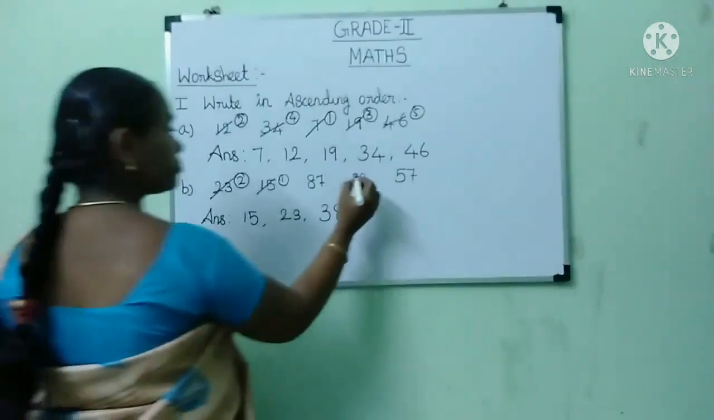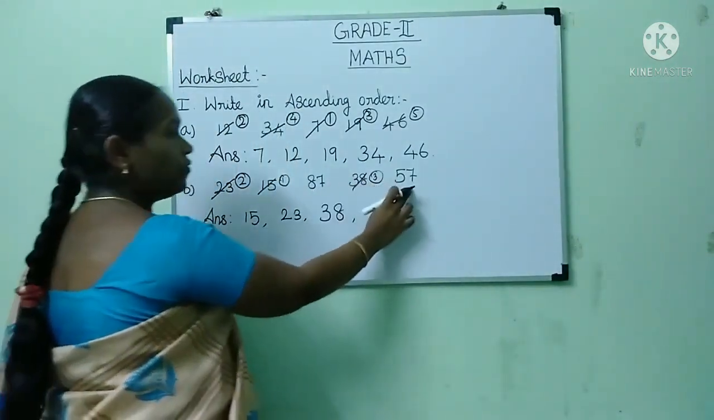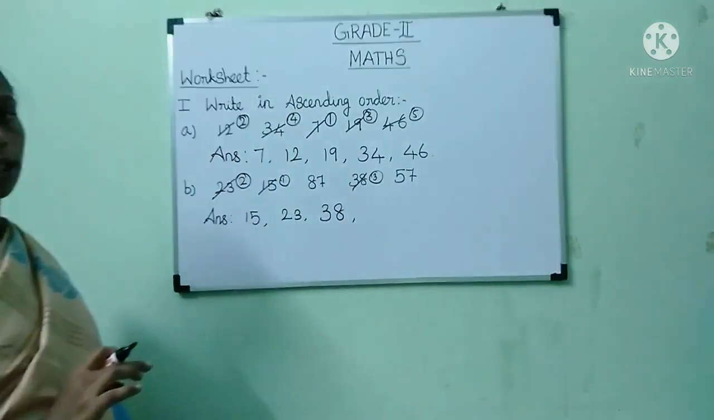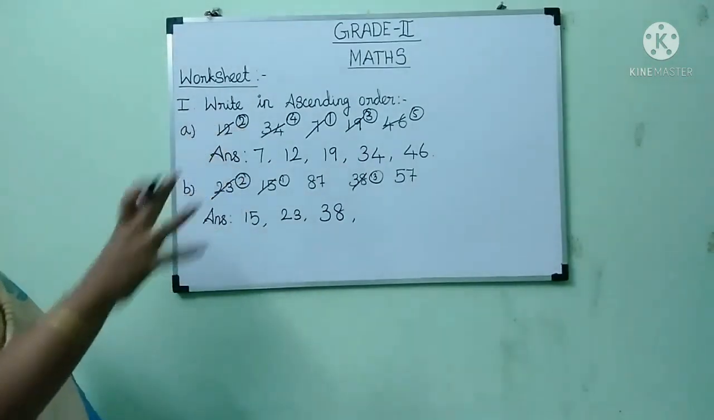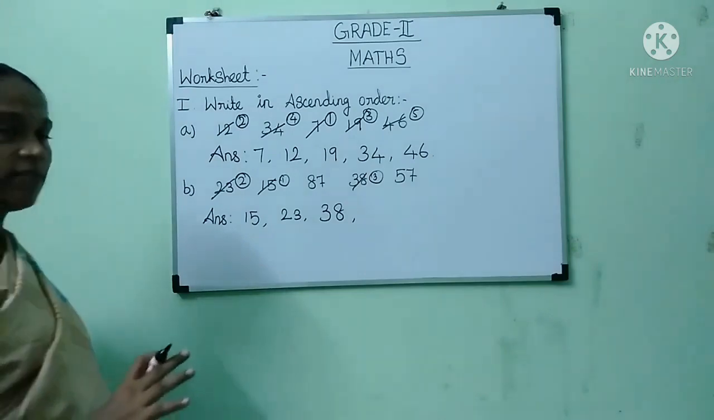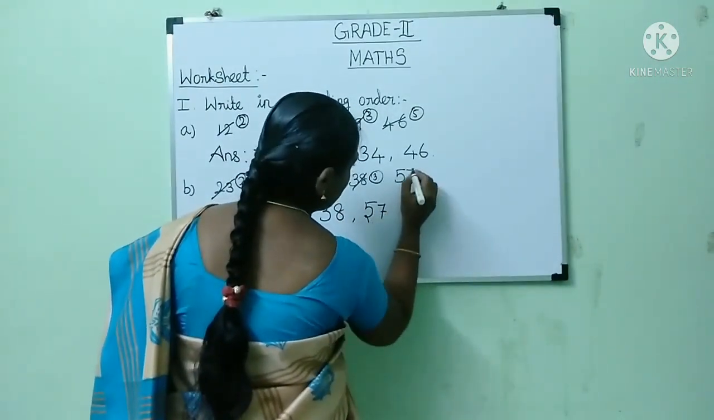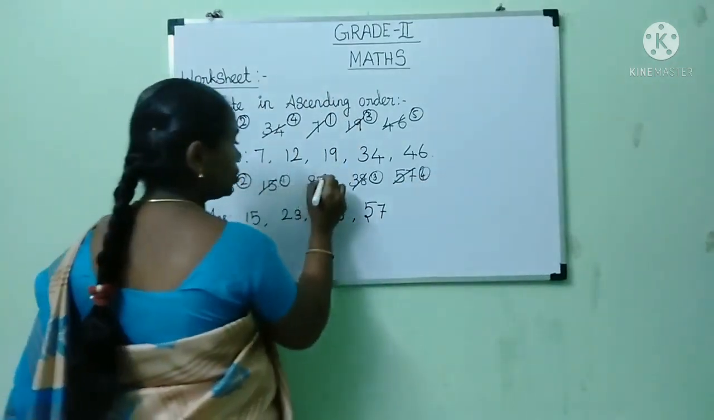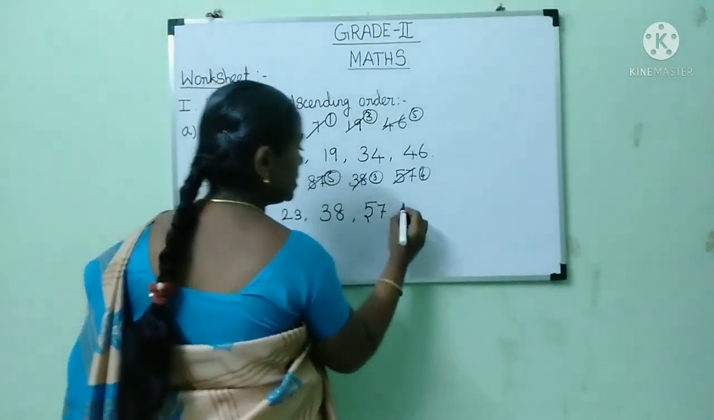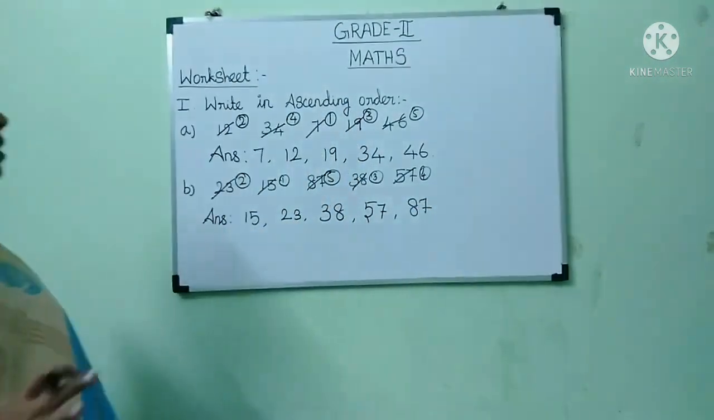Next, 87 and 57. Which number is the smallest number? Compare these two numbers, 87 or 57. Yes, 57 is the smallest number. So, write 57 as the fourth number. Again, we have only one number. You should write the fifth number is 87. Are you clear children? How to write in ascending order.